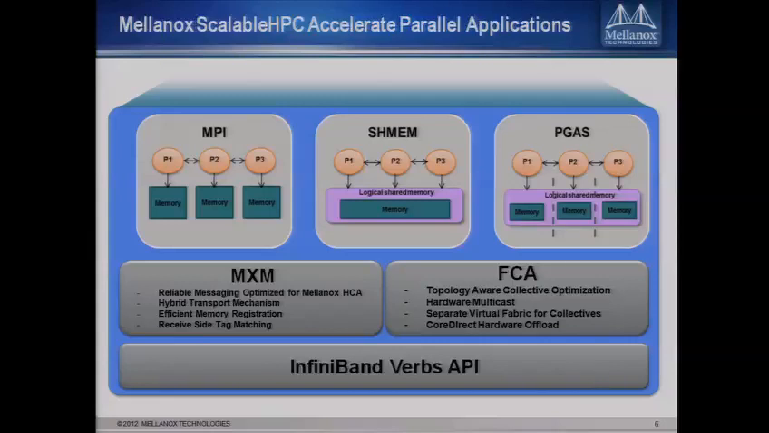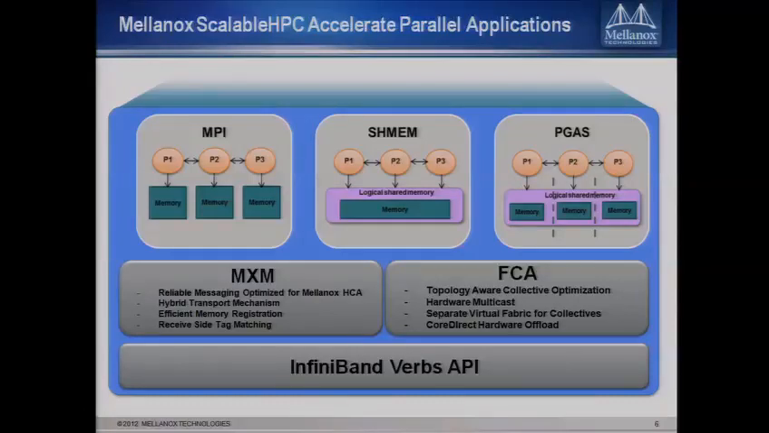For instance, Dr. Panda talked about the difference between RC and UD. Reliable connections can provide lots of nice features and really good performance characteristics, but as we scale into much larger systems, we may want to go to some type of connectionless mode, like an unreliable datagram, to get the performance at large scale. We also offer efficient memory registration, receive side tag matching, support for large pages, and a number of other features within MXM.